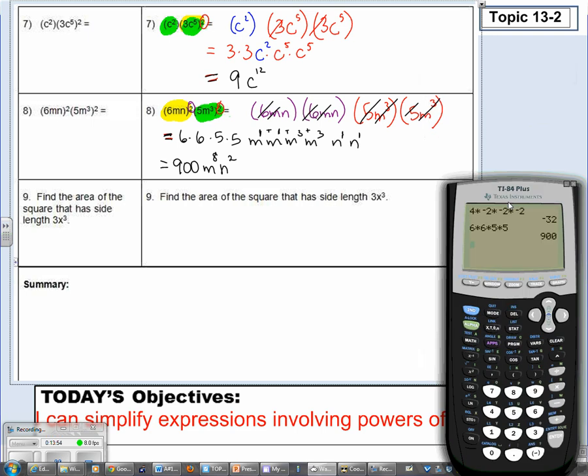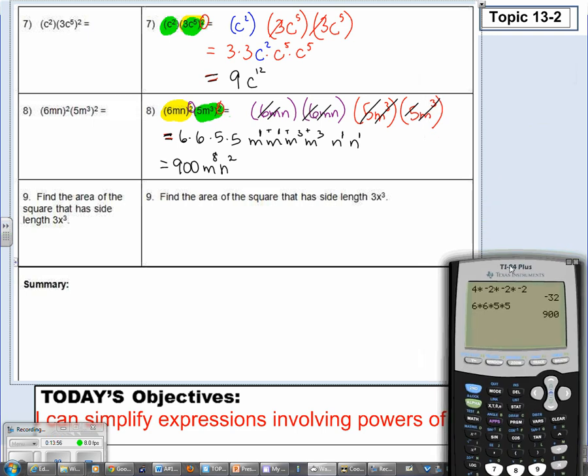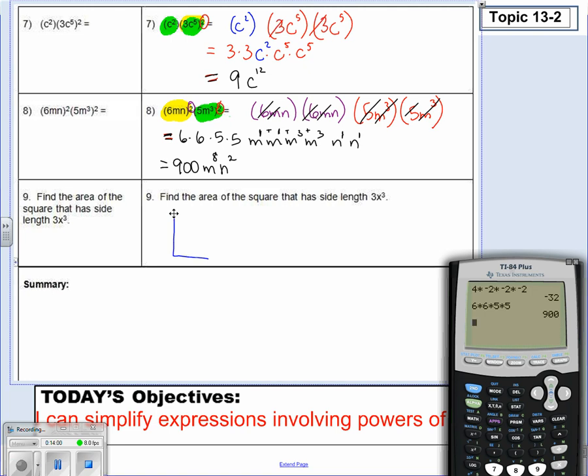Our last one, we want to find the area of a square that has a side length of 3x cubed. So let's think, it is a square and the side length is 3x cubed. If it is a square, that means all sides are 3x cubed. To find area, we're going to multiply the length times the width. 3x cubed times 3x cubed.